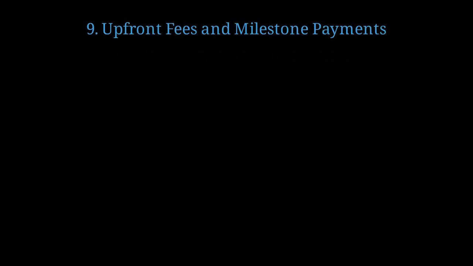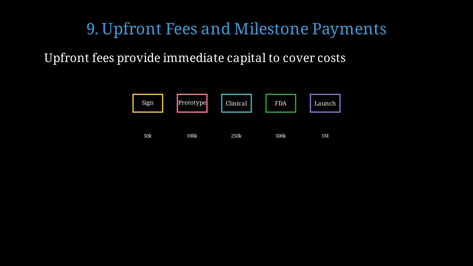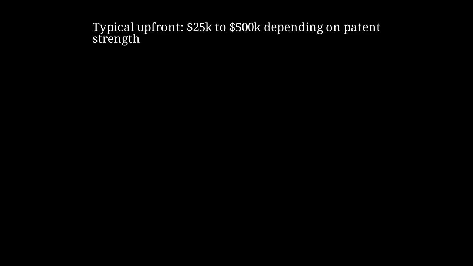Beyond royalties, license agreements often include upfront fees and milestone payments. Upfront fees are lump sum payments made at the beginning of the license agreement. They provide immediate capital to cover patent maintenance and development costs. Milestone payments are triggered by specific achievements like prototype completion, clinical trials, regulatory approval, or product launch. Total deal value equals upfront payment plus the sum of all milestone payments plus the integral of royalty payments over time. Typical upfront fees range from $25,000 to $500,000, depending on patent strength and market potential.